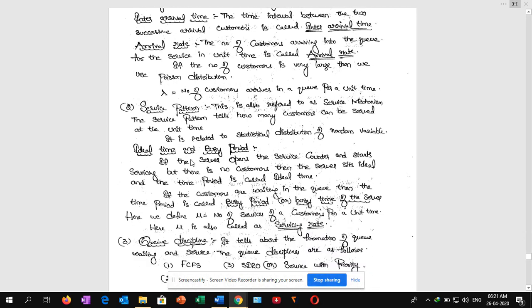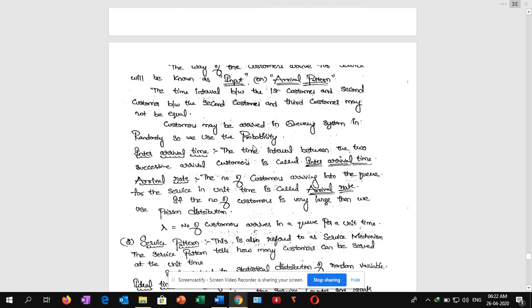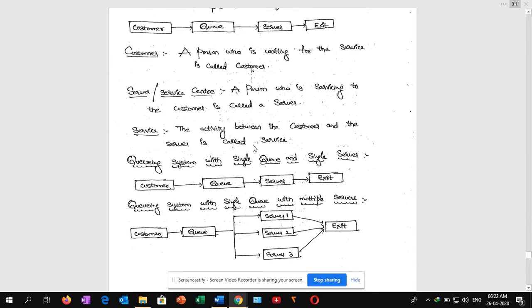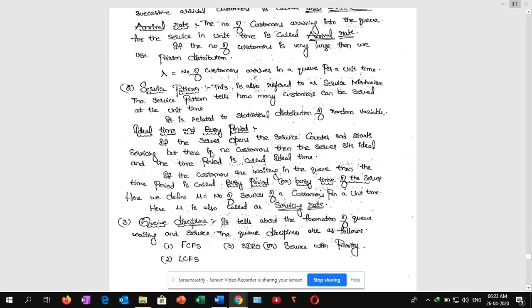Now we are going to discuss the service pattern. This is also referred to as the service mechanism. The service pattern tells how the customer can be served at a unit. Service means the activity between the customer and a server. We already know about that. The service pattern tells how many customers can be served at a unit.